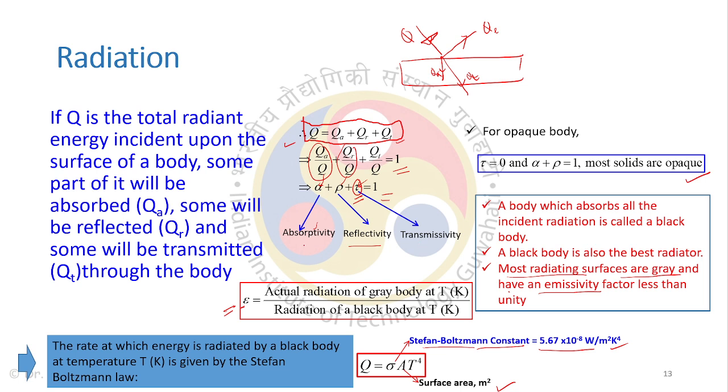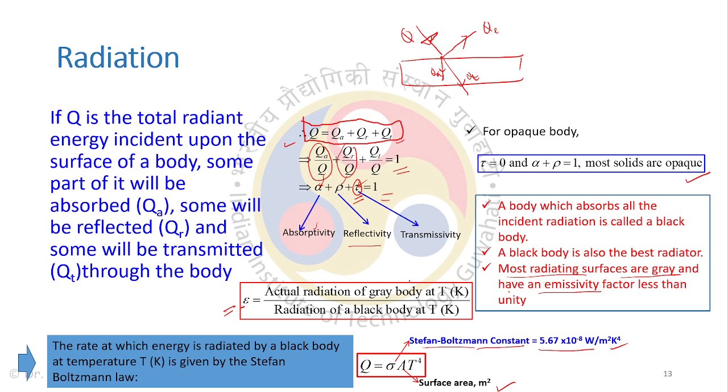So depending on which type of system you are talking about, whether you are talking about an opaque system, like all the solid bodies, then in an opaque medium transmissivity will be 0, right? And then alpha plus rho will be equal to 1.